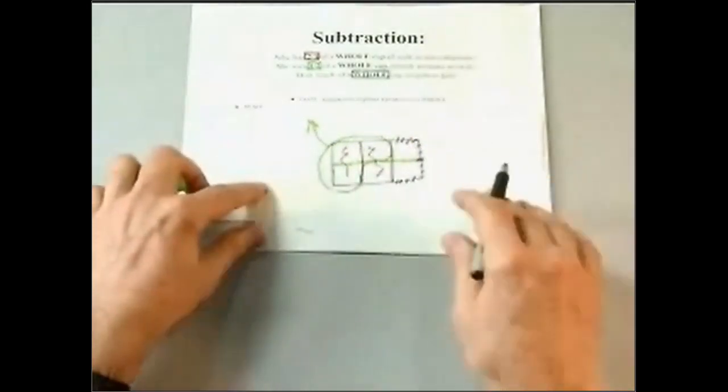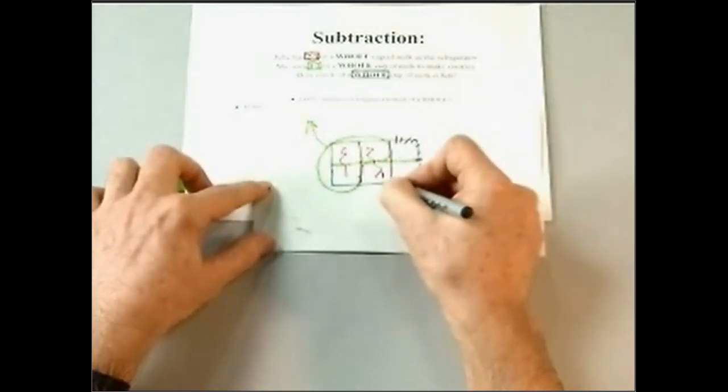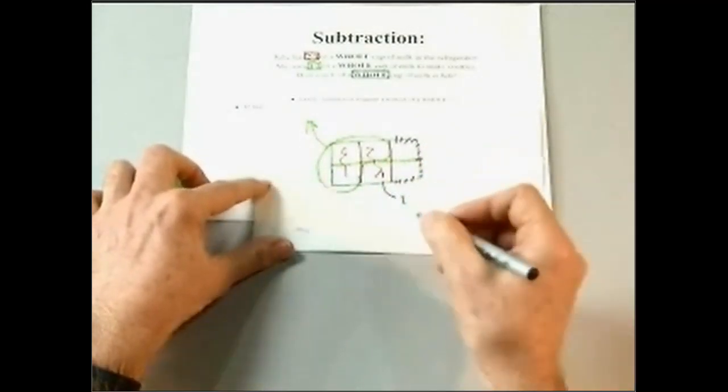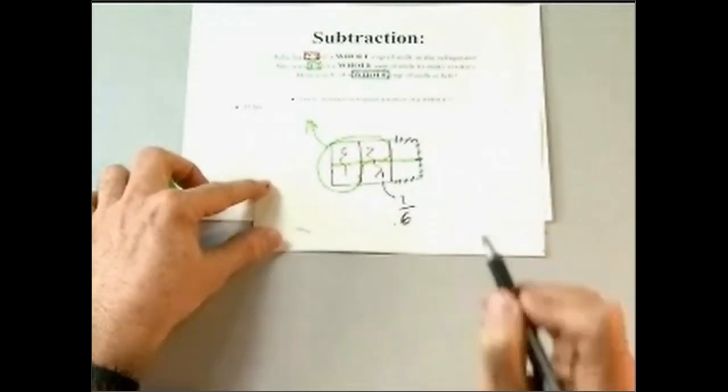And then what you want to do at the end is answer the question, which is how much of a whole cup is left? Well, there's 1 piece left right here. So what's the part that's left? 1 piece, but how big are those pieces? Those are 1/6 of the whole.